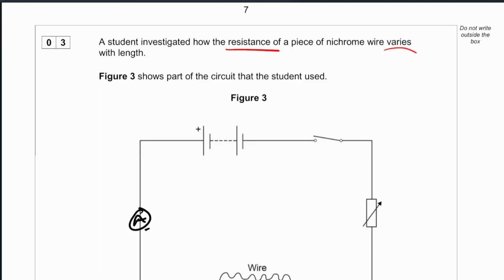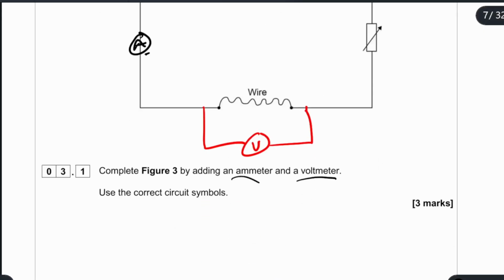Next step, you want to actually measure the current. How do you measure the current? You read the reading off of the ammeter. You also want to measure the potential difference. How do you do that? You read the reading off of the voltmeter.